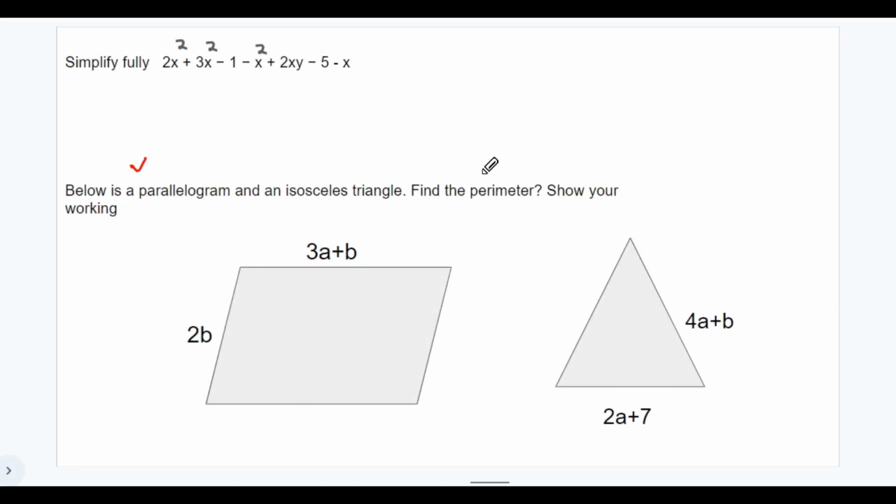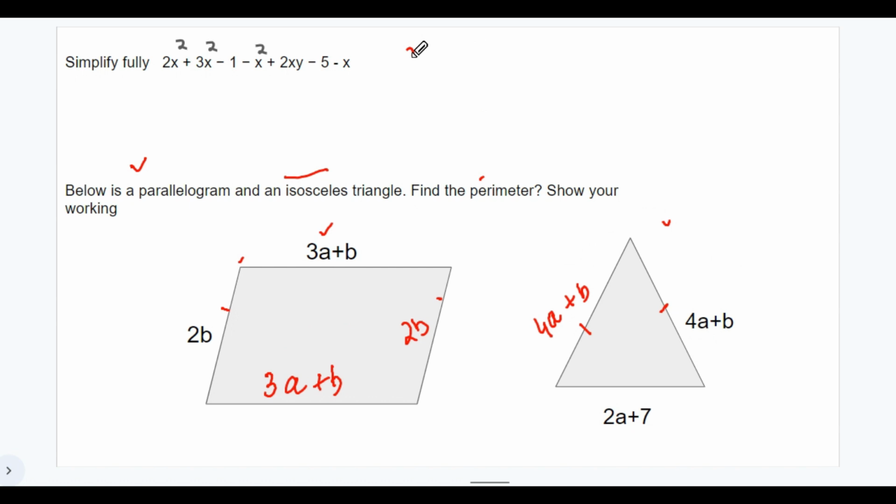Now look at this question. We need to find the perimeter of both shapes. I am going to do the perimeter of one shape, the other you can do yourself. Here is a parallelogram in front of you. If this is 3a plus b, this will also be 3a plus b. If this is 2b, it will also be 2b. In this question, this is an isosceles triangle. So if this side is 4a plus b, this will also be equal to 4a plus b. So you can add all these sides.